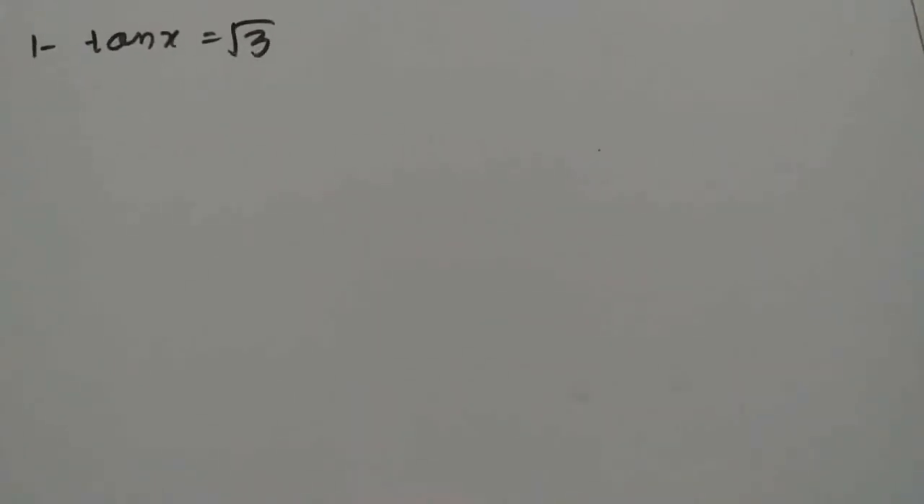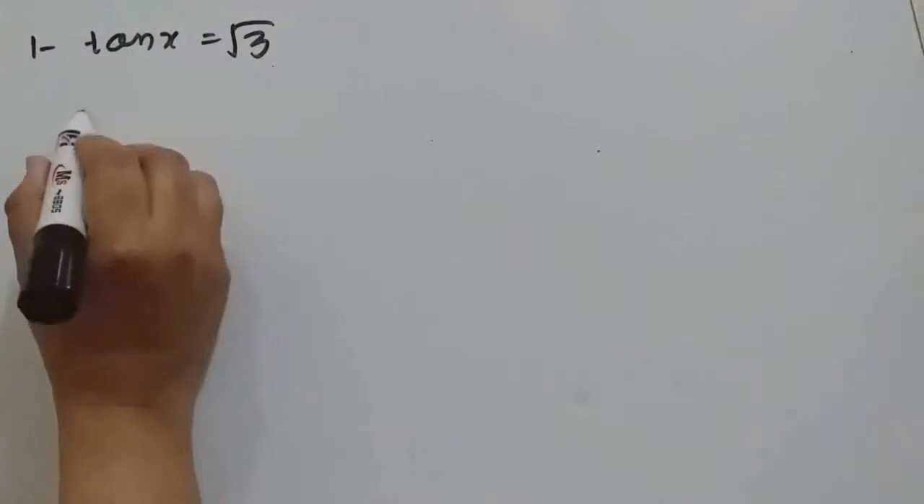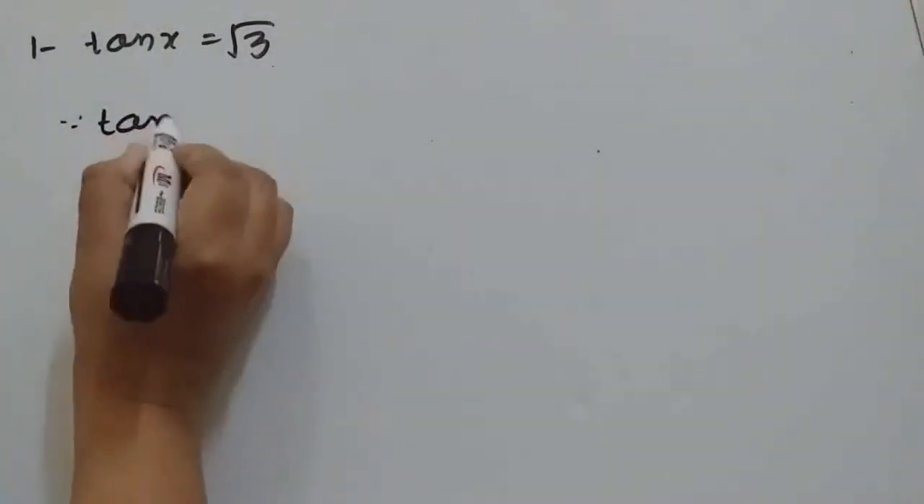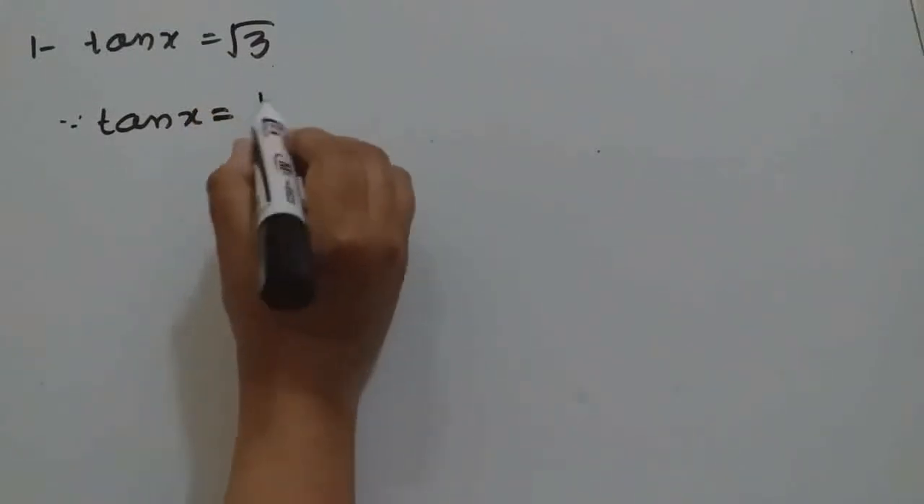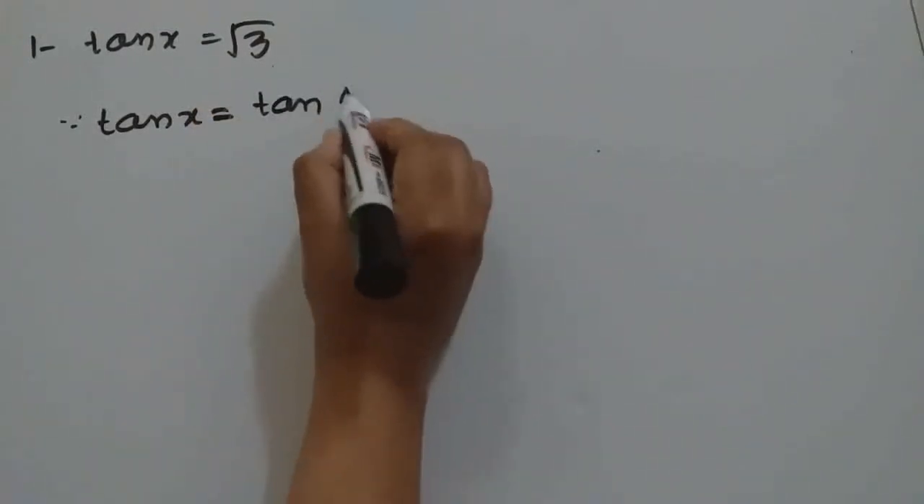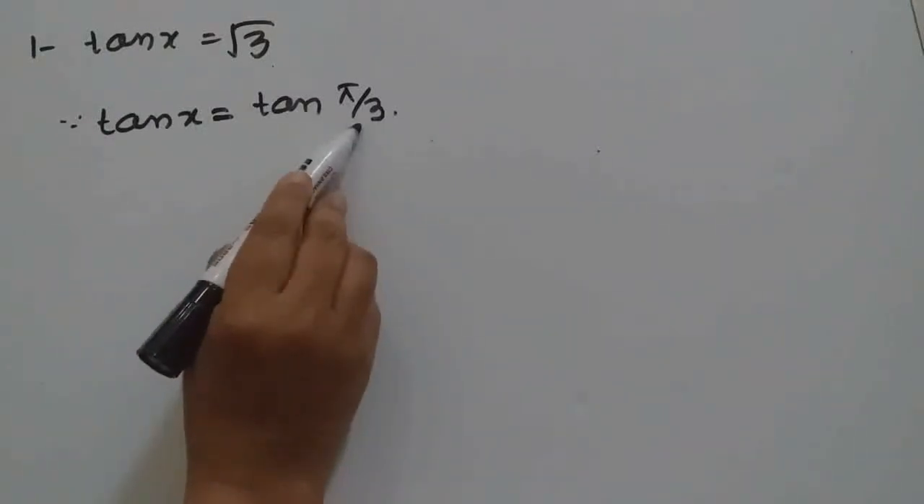Question 1 is to find the principal and general solution for the following functions. In the first question, tan x is equal to root 3. Since we know tan 60 is root 3, that means tan pi by 3. So one value of x we got here is pi by 3.